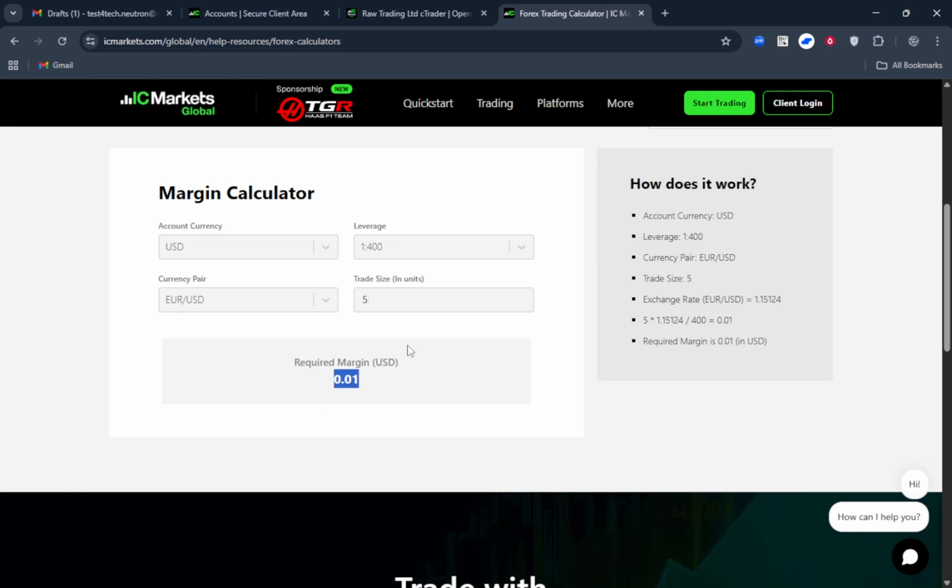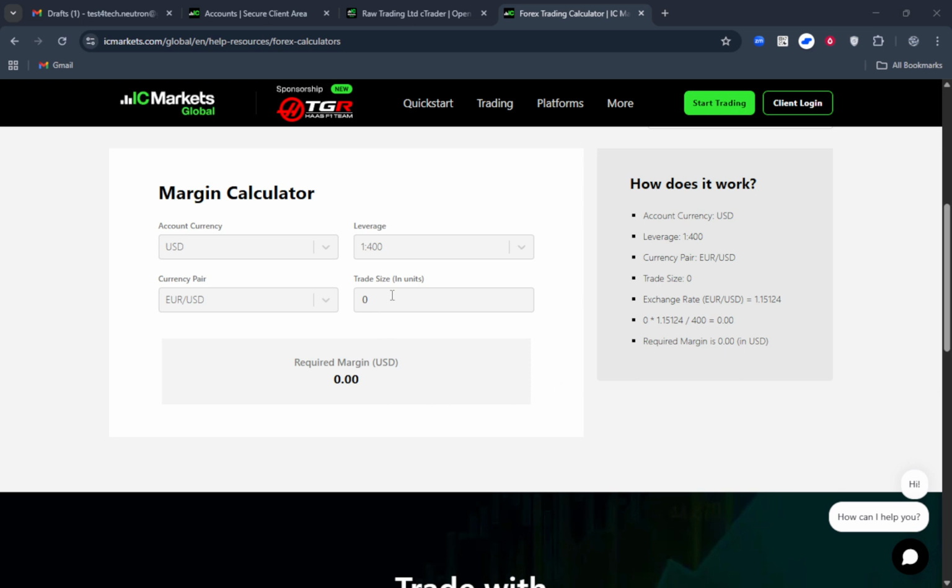Let's run a quick example. Say you choose EUR USD with a lot size of 0.5, leverage of 1:400, and a price near 1.3500. The calculator will estimate margin as 1.35 times 50,000 divided by 400, which comes to about $168.75. With that number, you can confirm whether your free funds comfortably cover the requirement.